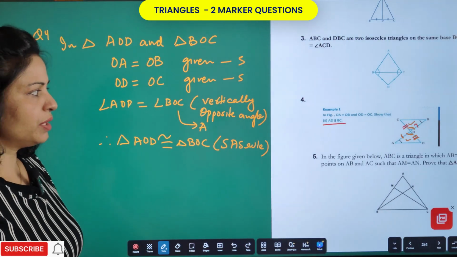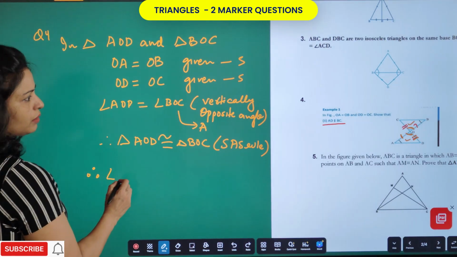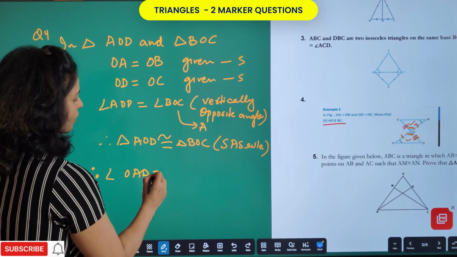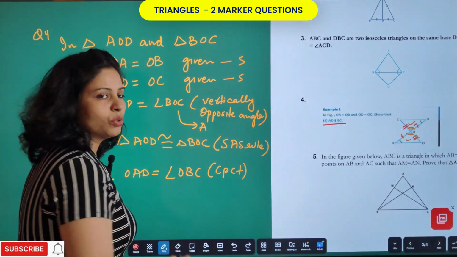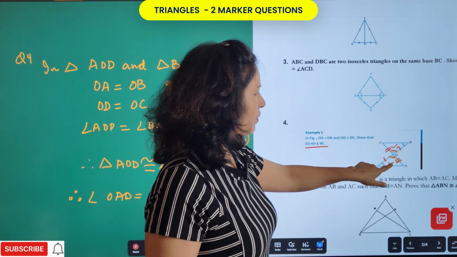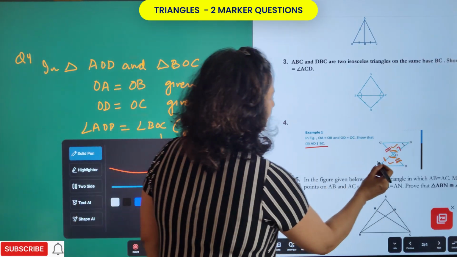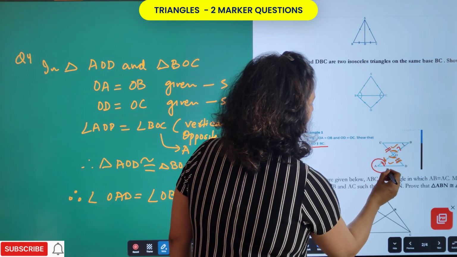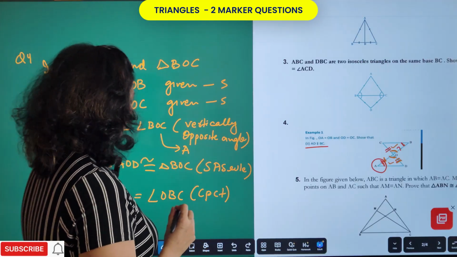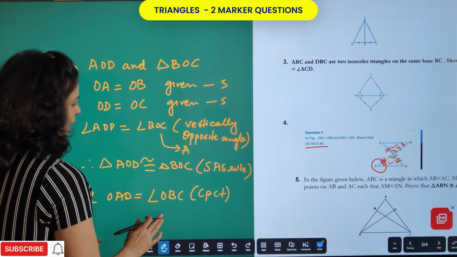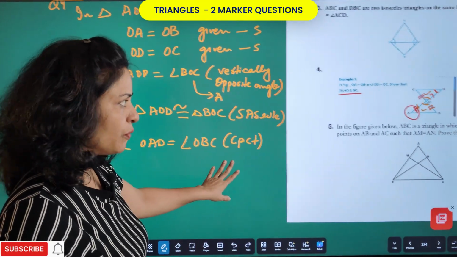Okay, so we get the congruency between the two triangles. Now what we can see is, therefore angle OAD is equal to angle OBC by CPCT. So once we have done the congruency here, I can say that this angle OAD is equal to OBC. Okay, why? Now their angles are equal because they are equal by CPCT once we have proved the congruency.